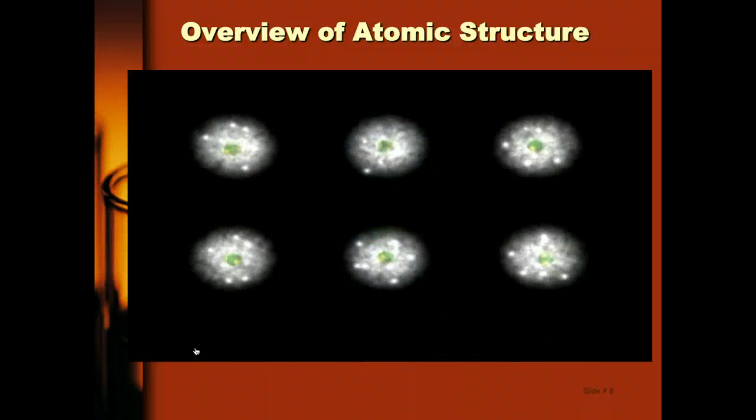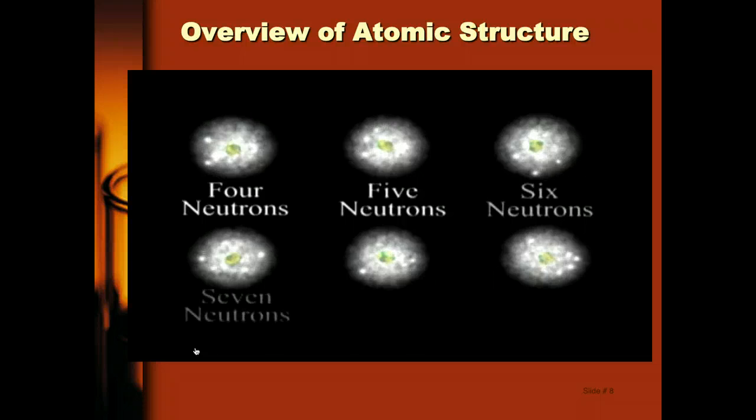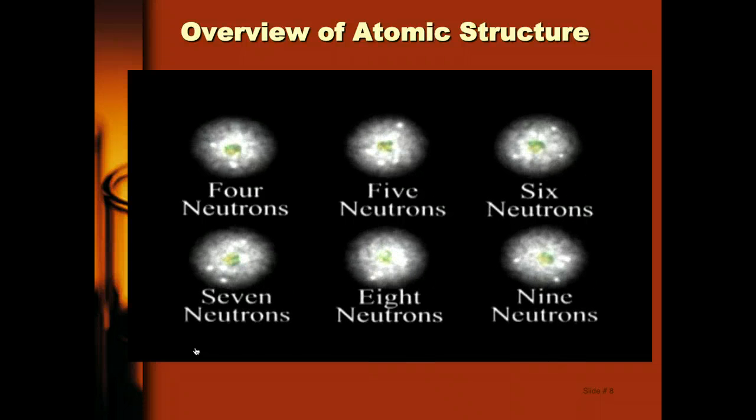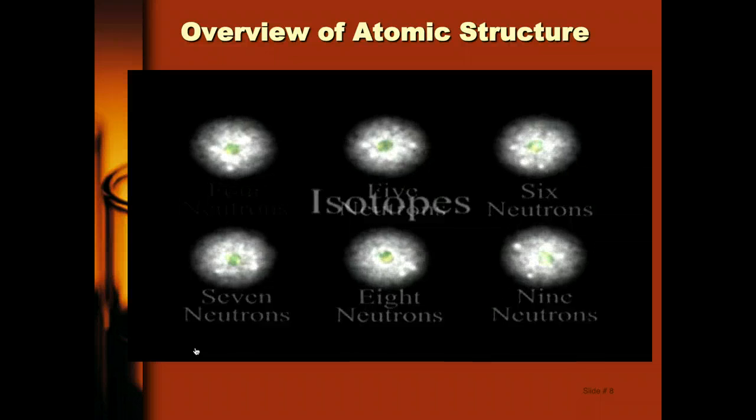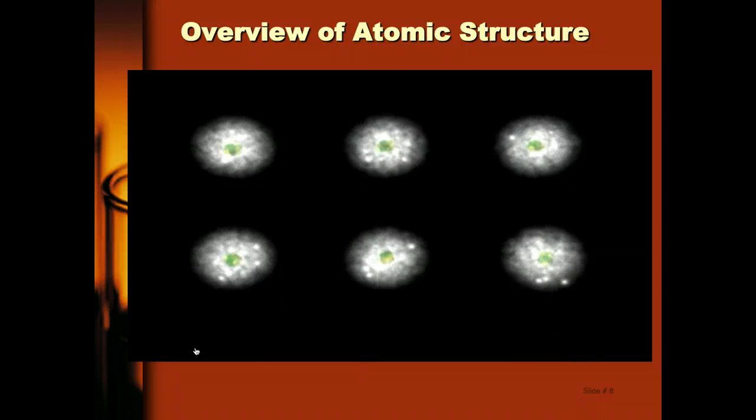While every atom of a given element has the same number of protons, the number of neutrons contained in the nucleus of atoms of the same element can vary. For example, carbon atoms can have 4, 5, 6, 7, 8, or 9 neutrons. Each of these different forms of carbon is referred to as an isotope. Isotopes of a given element like carbon are virtually identical to one another in terms of chemical reactivity, but sometimes vary in their physical properties.